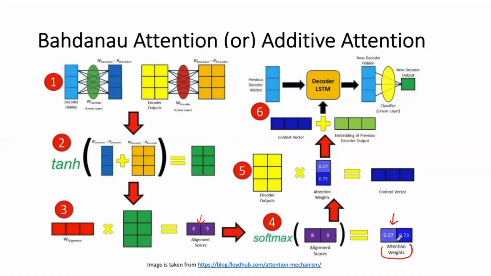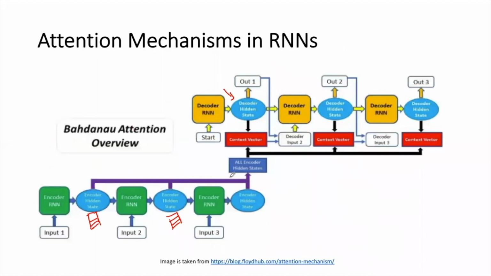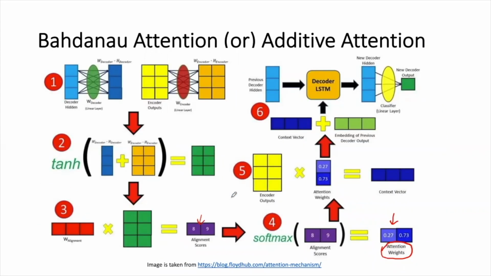So what these attention weights typically indicate is, for each of the input hidden states that are present, we assign a score. Here we have 3, so we assign 3 scores. But here we are assuming that we have only 2 inputs, so we have 2 scores. They indicate how valuable the input words are. Since we have 0.73 here, this shows that the second encoder hidden state is more important. So it shows the importance.